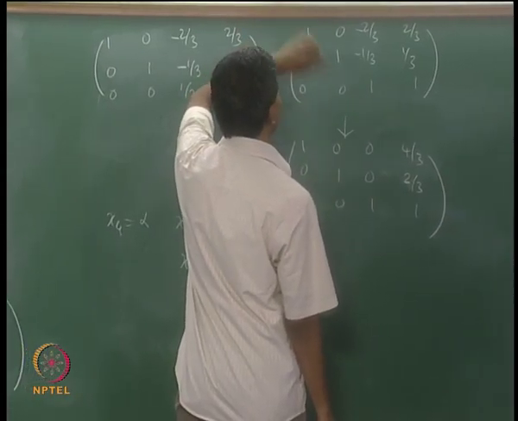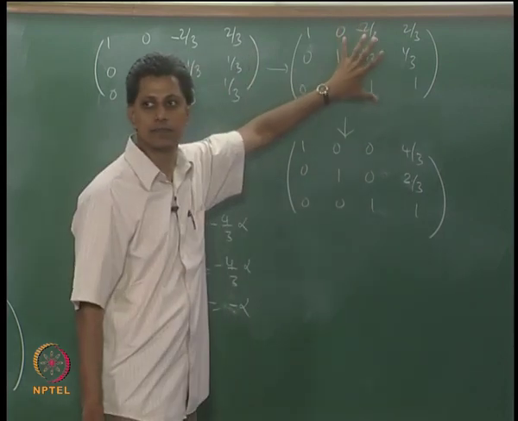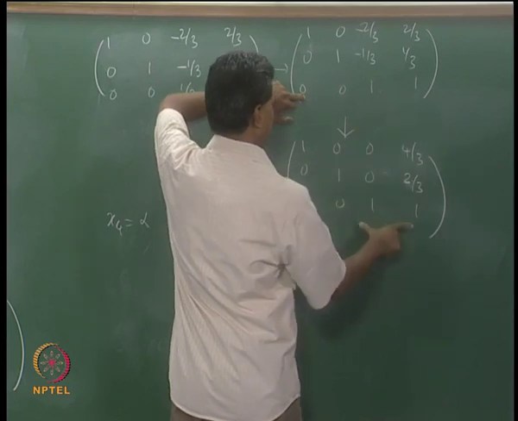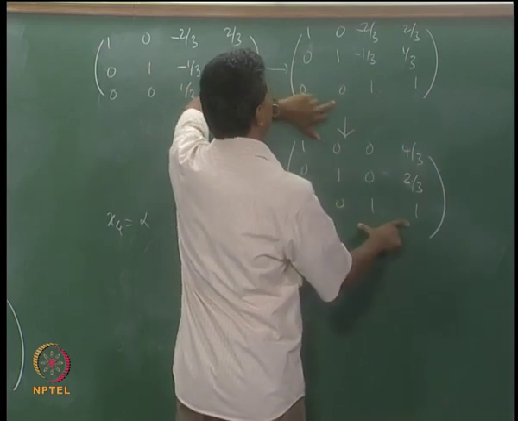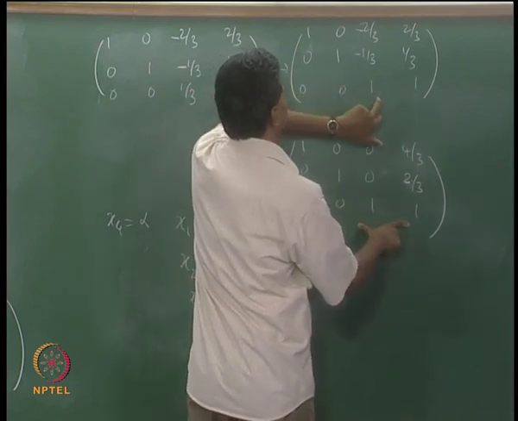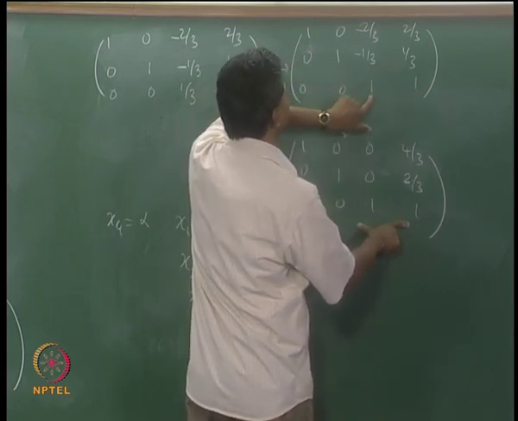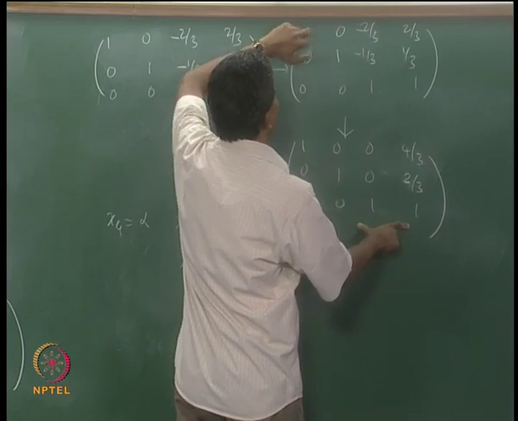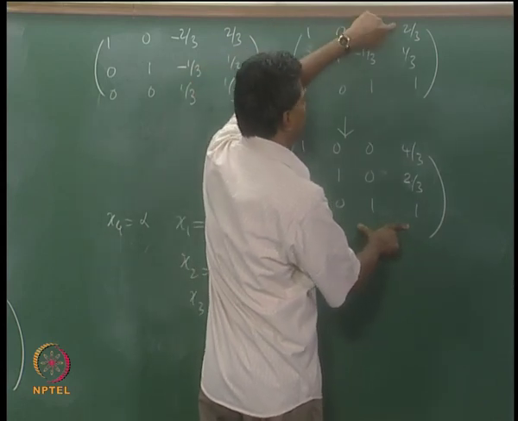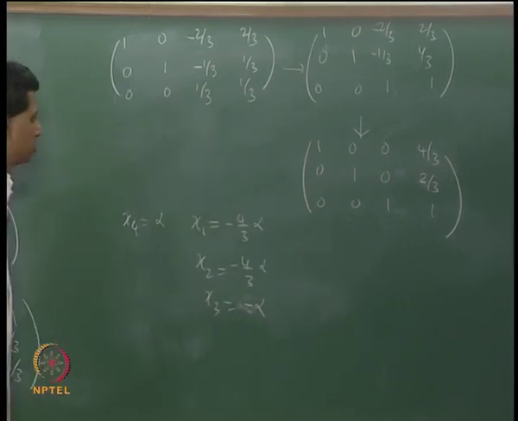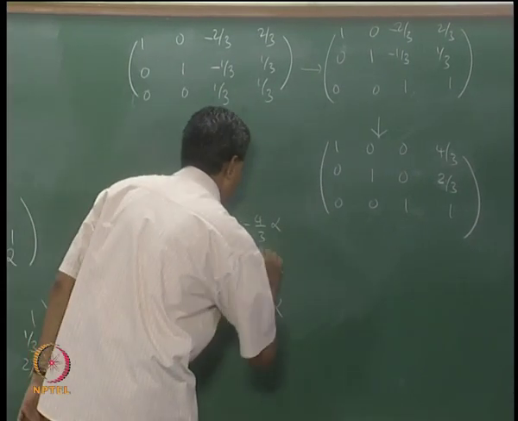Let me look at it once again. Up to this step is correct. Okay. So I am keeping this as fixed. Then multiply this by 2 by 3 to cancel this. 1, 0, 2 by 3, 2 by 3 plus 2 by 3, 4 by 3. That is okay, no? So this entry is minus 2 by 3 alpha.